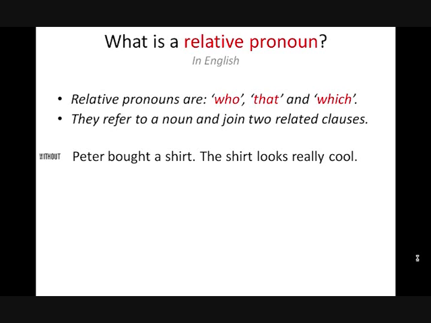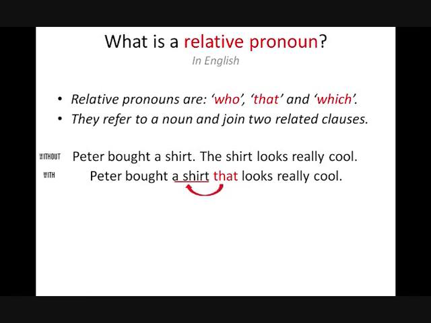Peter bought a shirt. The shirt looks really cool. They're both referring to that same shirt. We can actually join those two sentences together with a relative pronoun. Peter bought a shirt that looks really cool. Notice how it says and means exactly the same thing, but we've substituted the shirt with the relative pronoun that. Also notice that that refers to the shirt in the same way that the shirt in the first example refers to the shirt in the first clause of the first example.